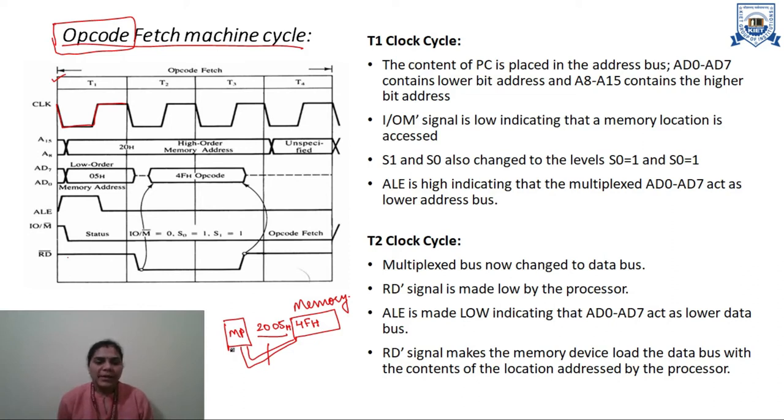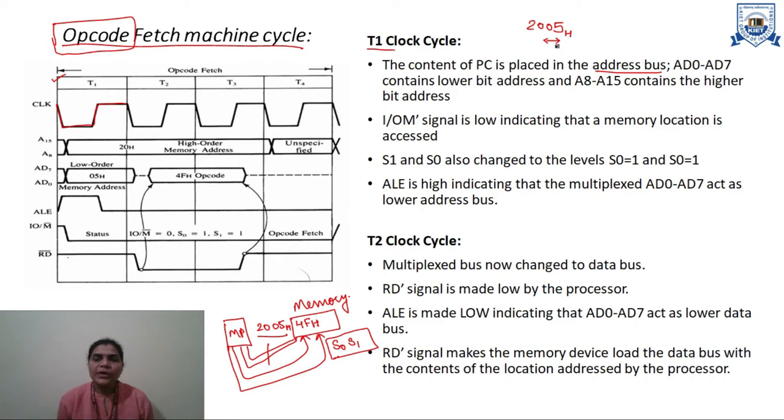Then the microprocessor will tell the memory that it is a read operation, and the microprocessor will also tell about the opcode fetching operation. The status bits S0 and S1, the combination of these two bits, will define the opcode fetching operation. In the T1 state, first the content of the program counter will be placed on the address bus. Here the location is 2005 in hexadecimal notation.